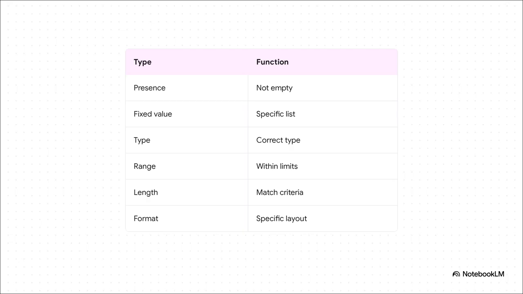A fixed value check means you have to pick from a specific list, like M or F. A type check stops you from typing words into a numbers-only box. A range check makes sure an entered age is actually, say, over 12. Length checks demand exactly 8 digits for a phone number. And format checks insist that your email address actually contains an @ symbol.